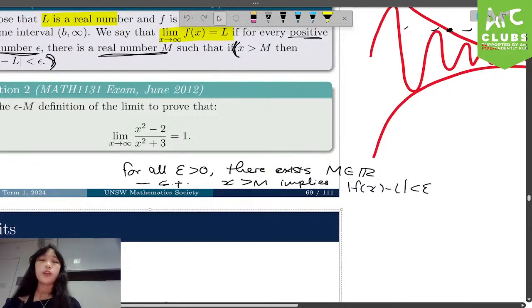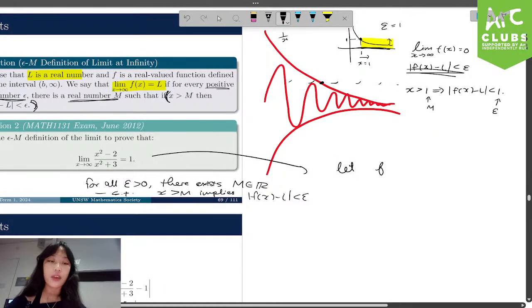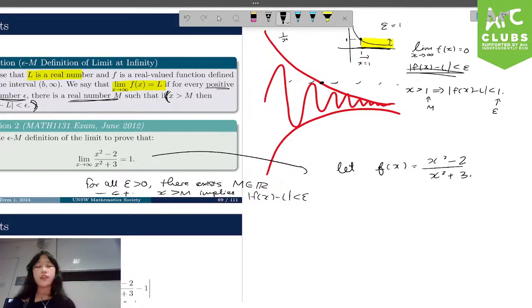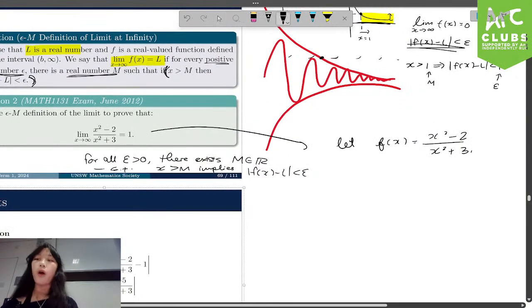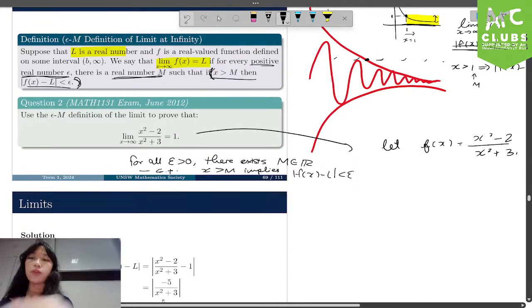So I guess the very first thing I'm going to do is let f of x be this function, just for conciseness. And essentially what we're trying to do is prove that L is 1, and that L being 1 satisfies the condition up the top.